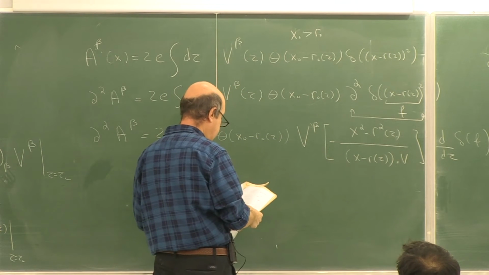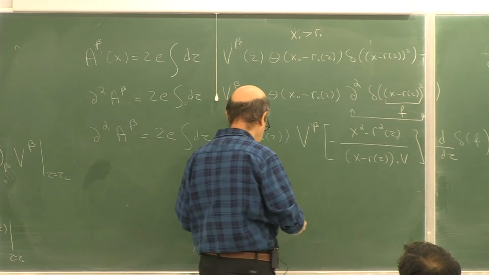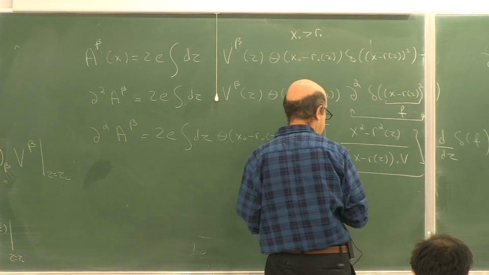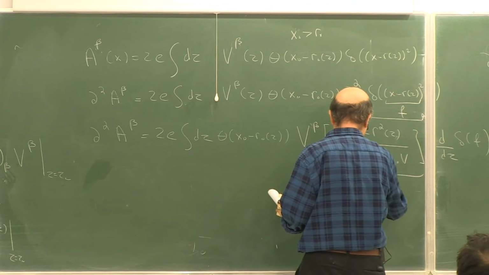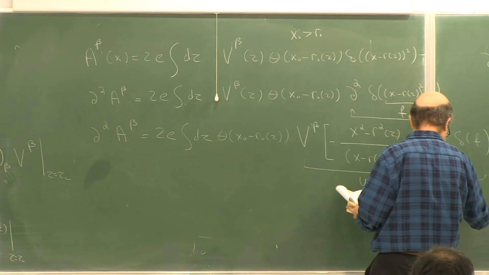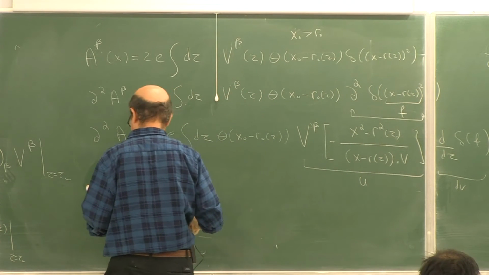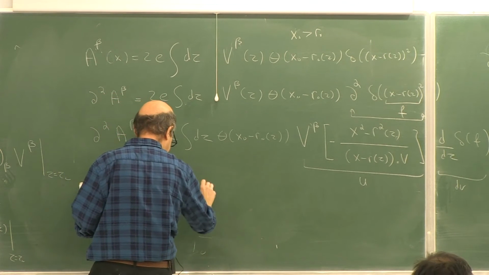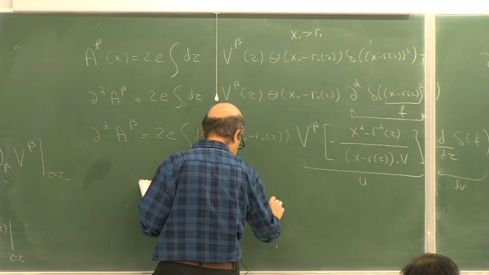Now you can employ integration by parts. So say this is a u and the other is dv, and call this a dv. So integration by parts will give you the following: 2e dτ θ(x0 − r0(τ)).